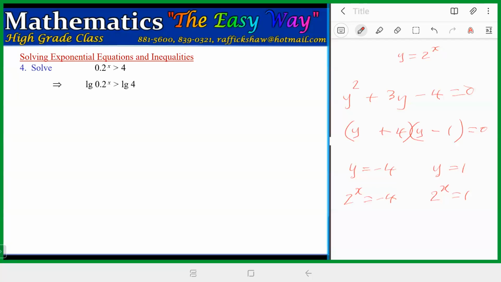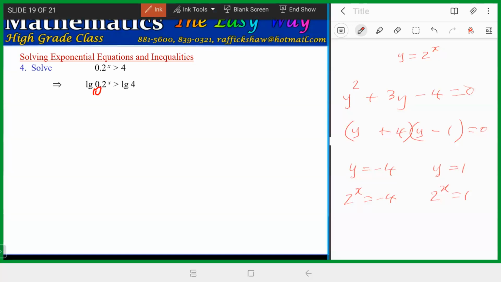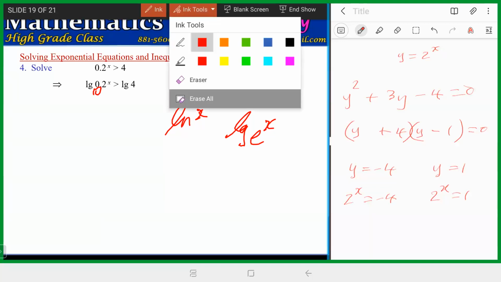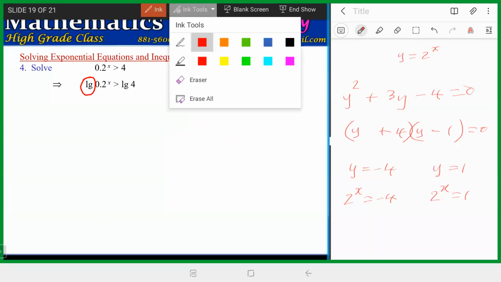I'm using lg on the slide. That's log to base 10. Pure math students would use ln. lg means log to base 10. I'm not showing the 10, but there's a 10 there. Just like ln is log to base e. So ln x is log to base e of x. The base is e. So with lg, we're not showing the 10, but we know it's base 10.